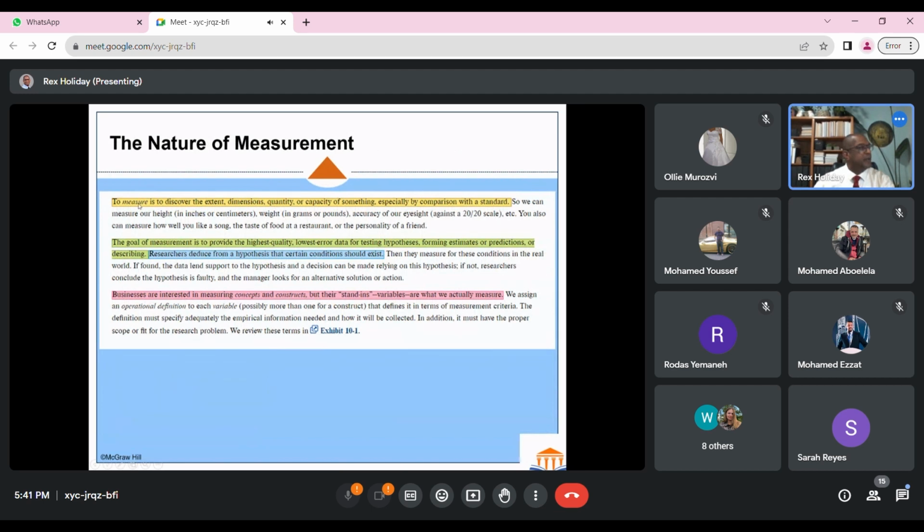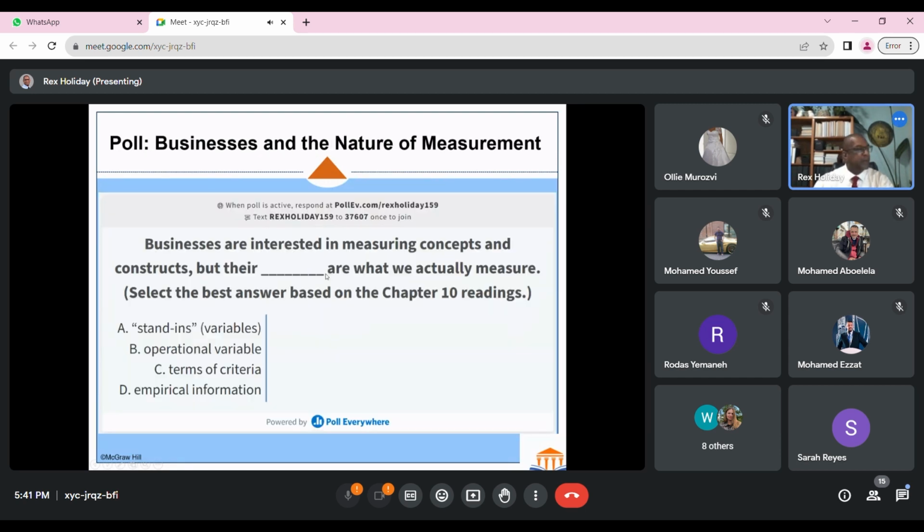To measure is to discover the extent, dimensions, quantity, and capacity of something, especially by comparison with a standard. And down here in red, businesses are interested in measuring concepts and constructs, but their stand-ins, variables, are what we actually measure. We assign an operational definition to each variable, possibly more than one for a construct, that defines it in terms of measurement criteria. So again, that is A.